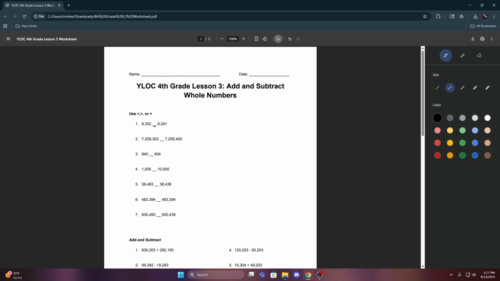If you remember, just take a look at the place values. And this is greater here. 3 is greater than 2 in the hundreds, so that'll be greater. And number 2 as well, we see that the 4 here is greater than the 3 in the hundreds place, so the alligator will want to eat that way. And that same concept applies all the way through, and hopefully this should just be a quick review.